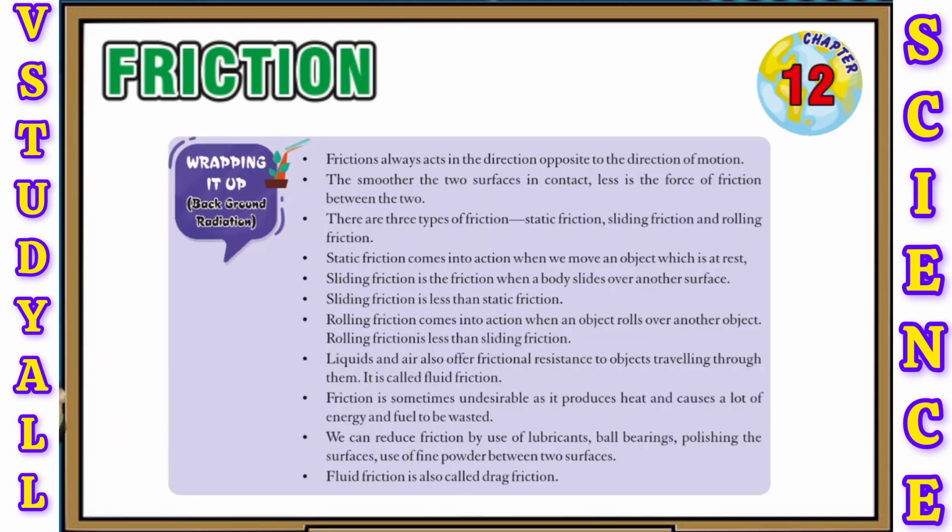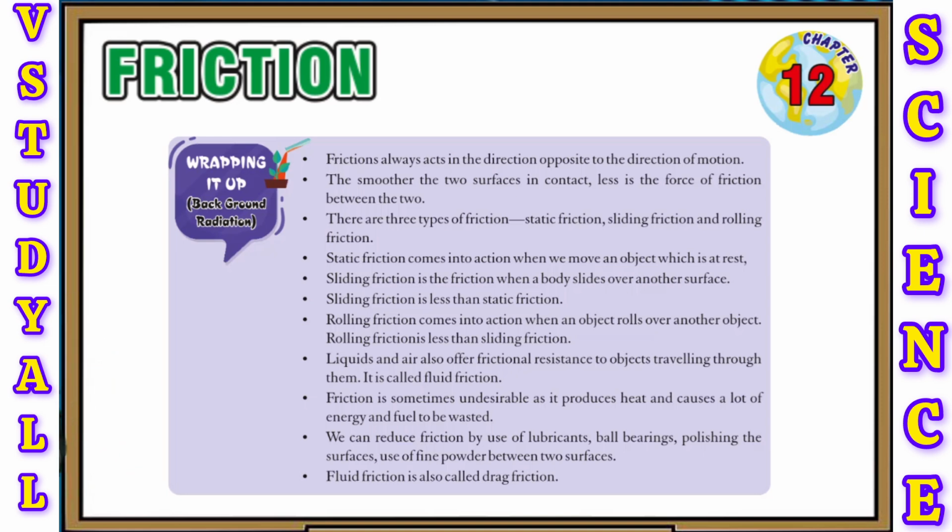Let's see some points. Friction always acts in the direction opposite to the direction of motion. Next point, the smoother the two surfaces in contact, the less is the force of friction between the two. Next, there are three types of friction: static friction, sliding friction, and rolling friction. Static friction comes into action when we move an object which is at rest. Sliding friction is the friction when a body slides over another surface. Sliding friction is less than static friction.